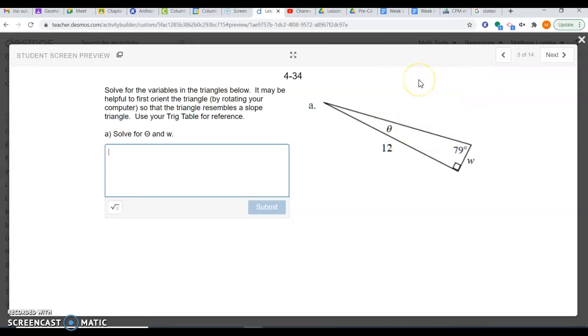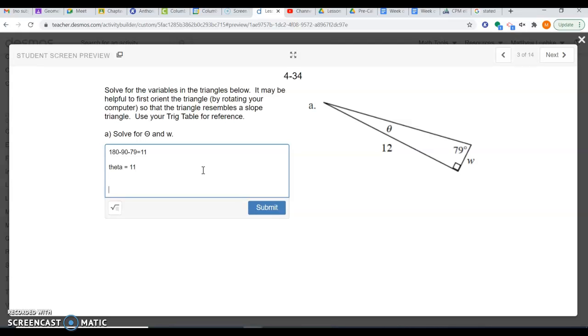So triangle sum theorem is how I'm going to do that. So we have 180 degrees in a triangle. We subtract the 90. We subtract the 79. And we should be left with 11 degrees. And so we know that theta equals 11 degrees.